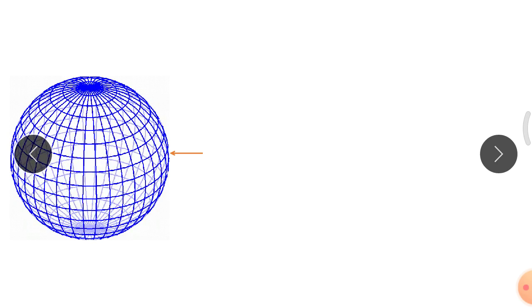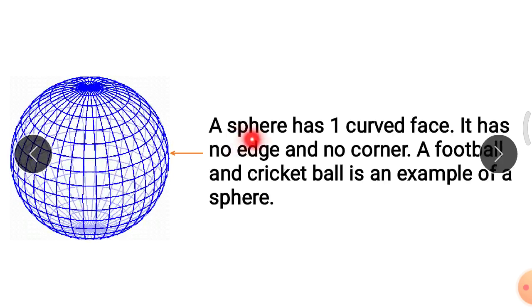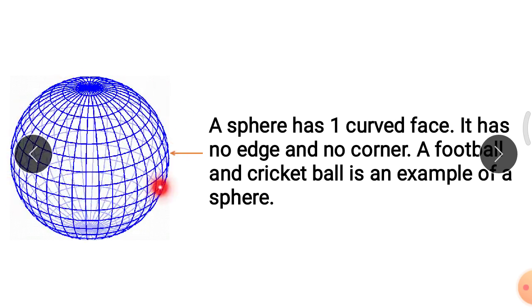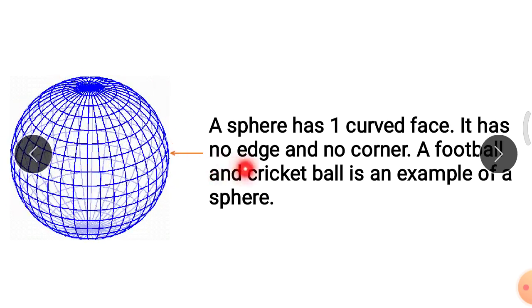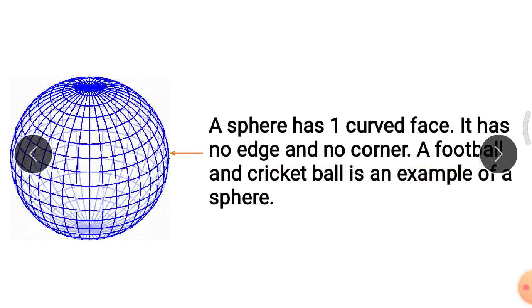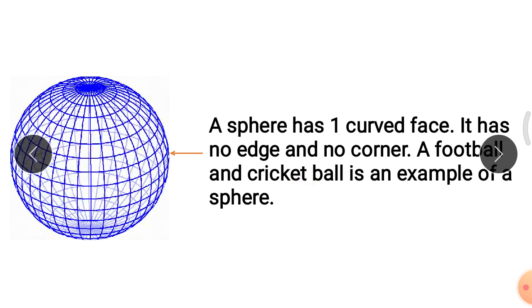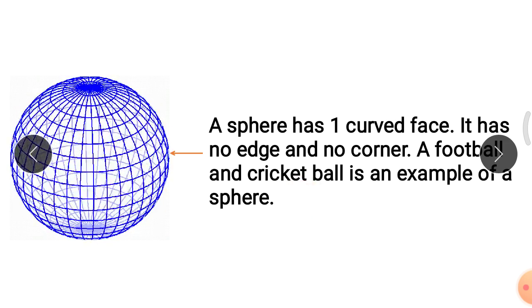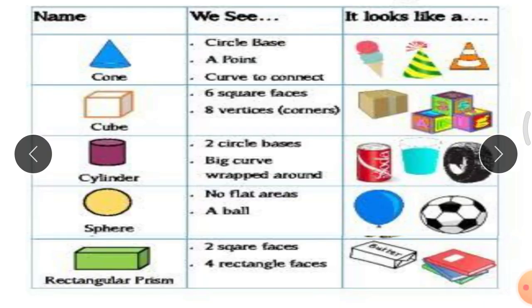Now the last one is sphere. So can you see? A sphere has one curved face, the whole one. Rotating, the whole one curved face. It has no edge. Can you see any of the edge? No edge and no corner. So when you see a football and a cricket ball, you will come to know that this is the example of a sphere. Any type of balls, they are spheres. Right?